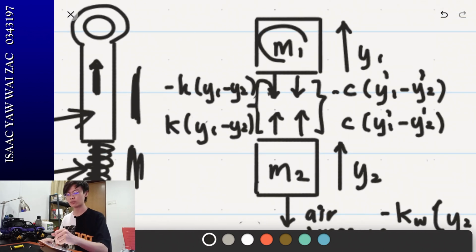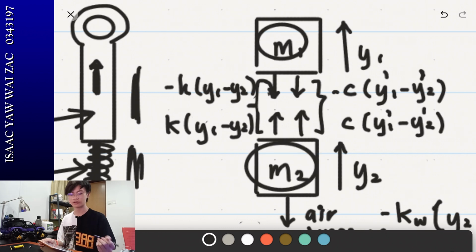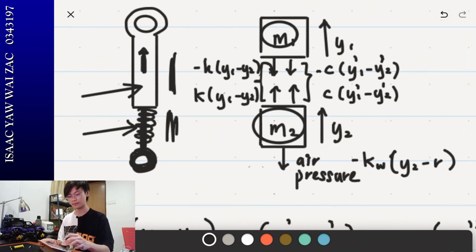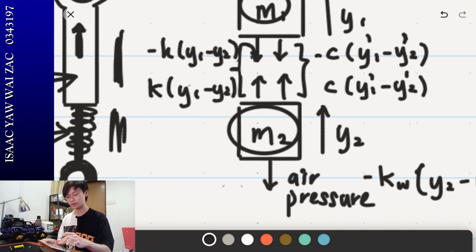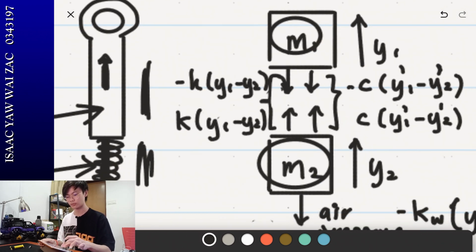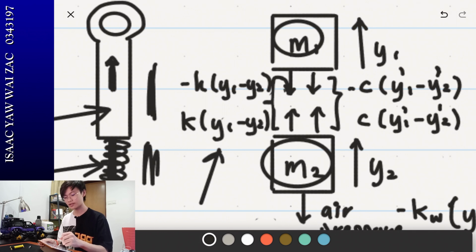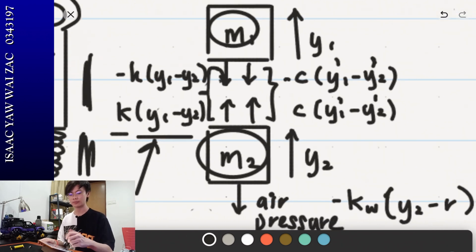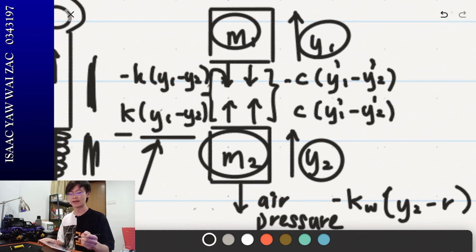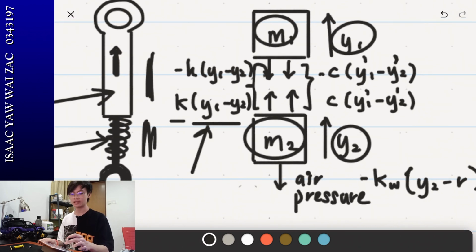Mass 1, I denote as the mass of the car, and mass 2 as the mass of the driving system. So we have all these forces acting to balance out the equations acting on mass 1 and mass 2. As you can see here, this is the equation for the spring. k is the spring constant, and y1 minus y2 is the extension of the spring, or the difference in the distance traveled. I denote the distance of mass 1 as y1 and mass 2 as y2.